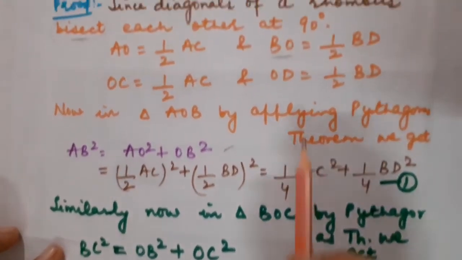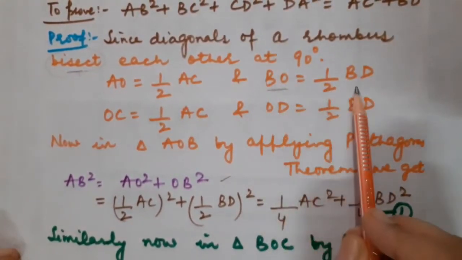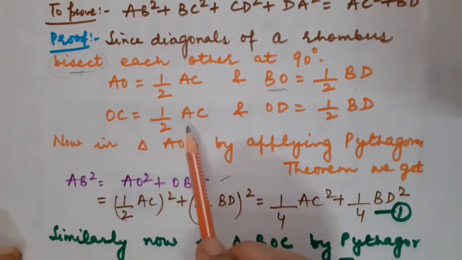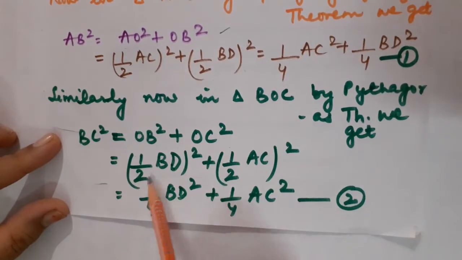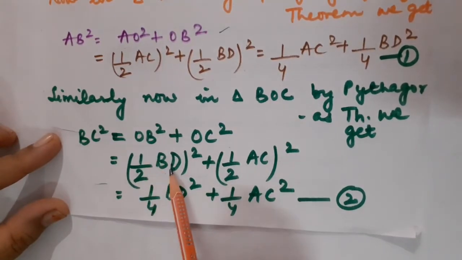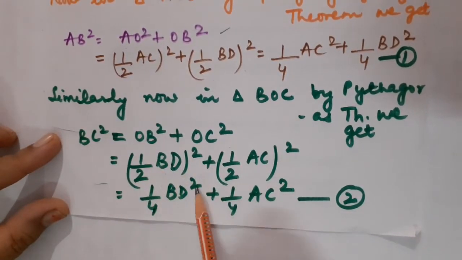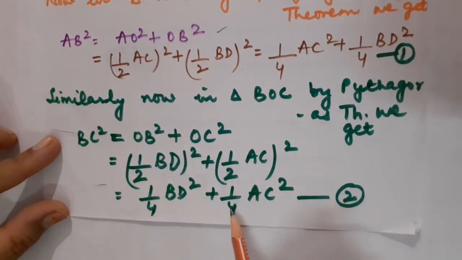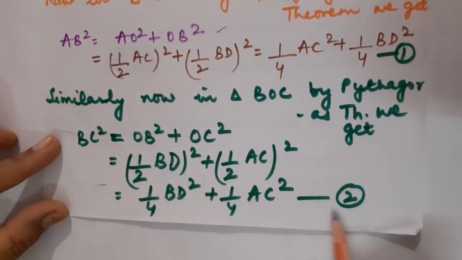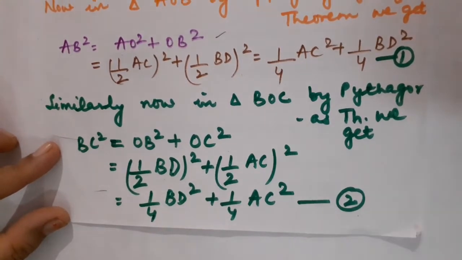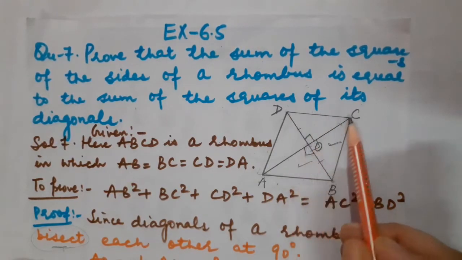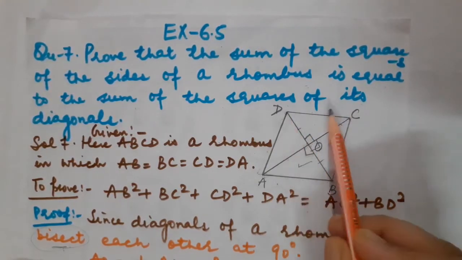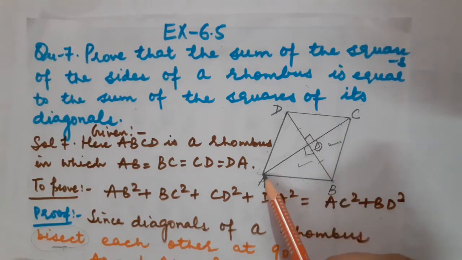So children, you know that OB is equal to half of BD and OC is equal to half of AC. So let us take their whole squares. After taking the whole square of half of BD, I have got 1 by 4 BD square plus 1 by 4 AC square. Let it be considered as equation number 2. Now children, similarly we can apply Pythagoras theorem in triangle COD, where CD will be the hypotenuse, and in triangle AOD, where AD will be the hypotenuse.